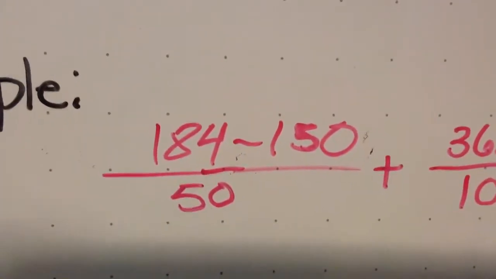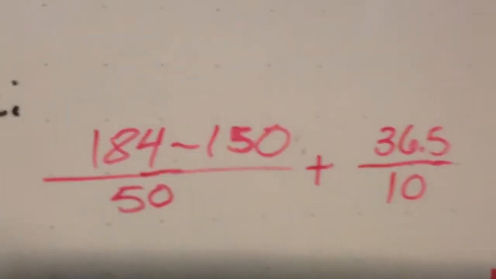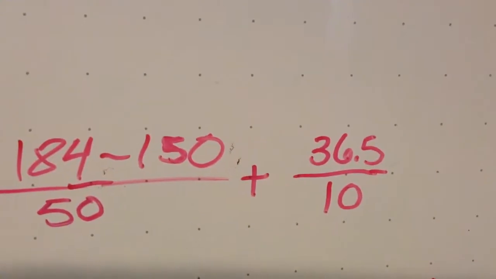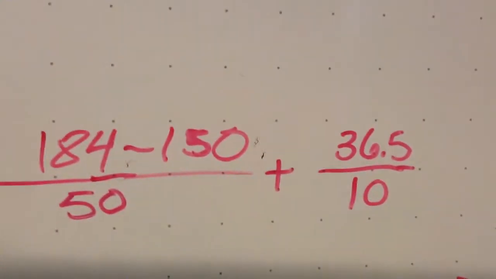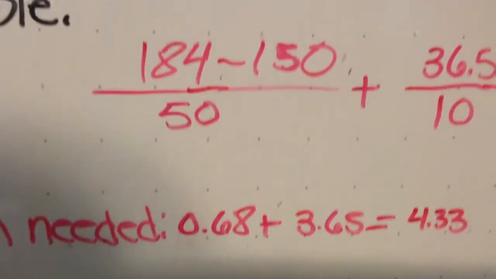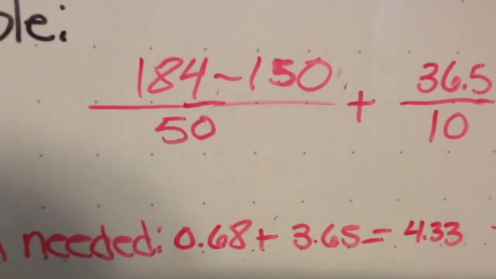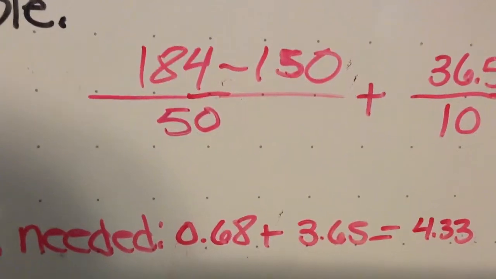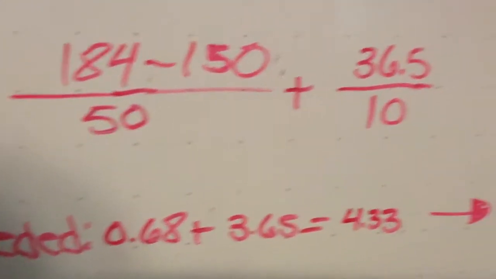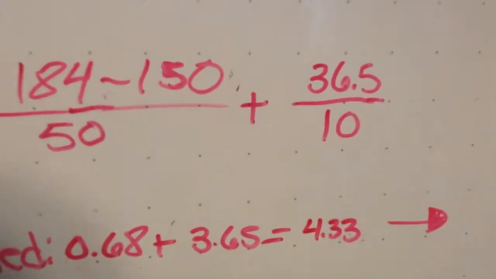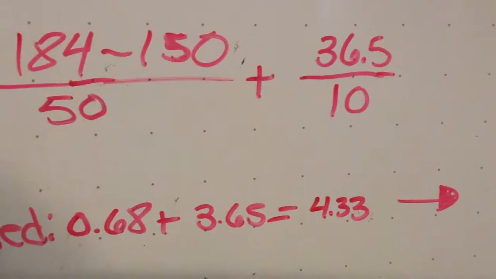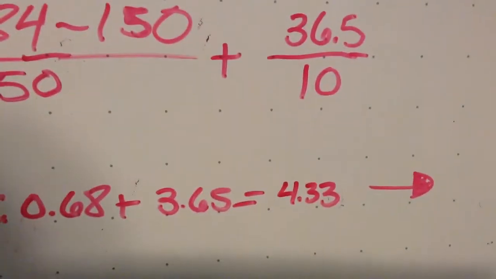I already did the math, so this is basically what it is. I used the example that you ate 36.5 carbs and your carb to insulin ratio is 10. When I did 184 minus 150, you get 34, divided by 50, which is 0.68. That's the first part of the equation. Then I did 36.5 divided by 10, and I got 3.65. You add those together, and you get 4.33.